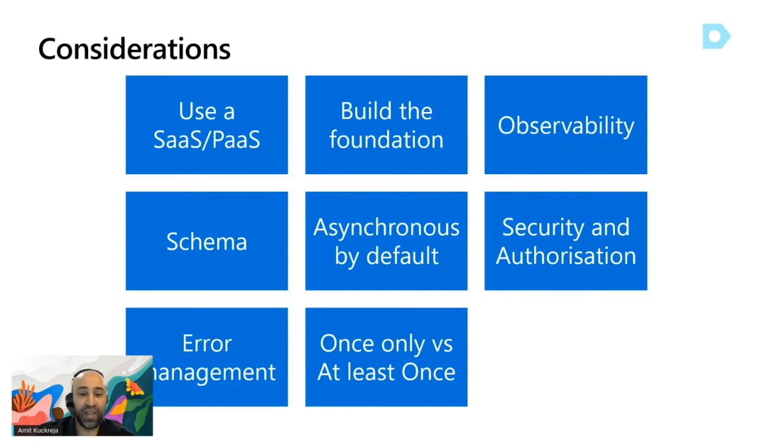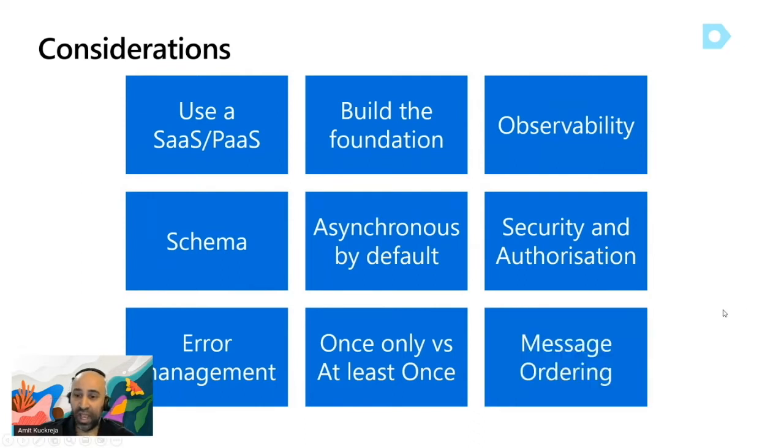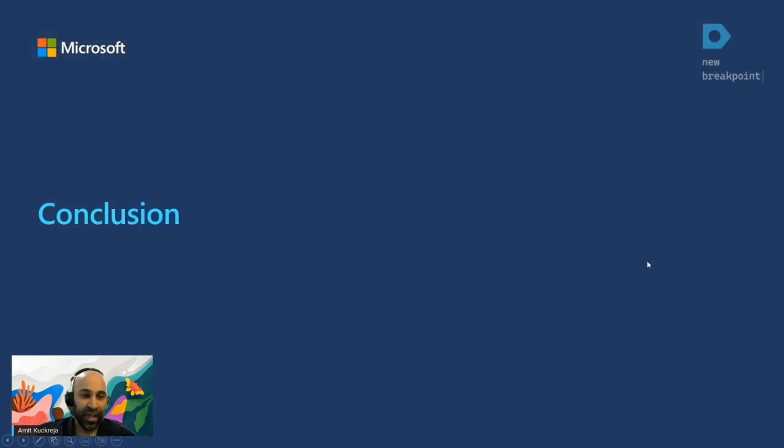Different services have different guarantees around once-only message delivery versus at-least-once. You need to understand the difference. And message ordering: different queuing systems and message buses have different guarantees around message ordering. Once again, things you need to understand.